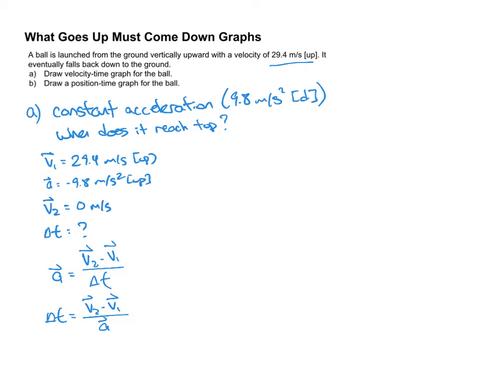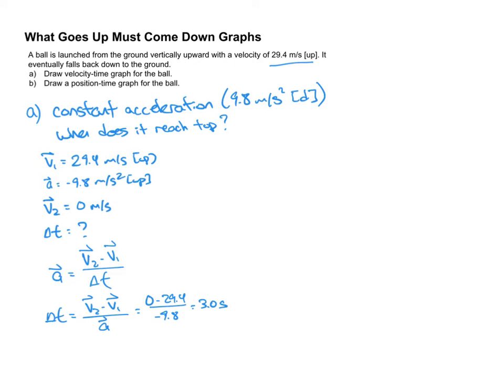All right, I can fill in the values. So 0 minus 29.4 divided by negative 9.8. And as I said, I chose that number because this, when you divide it, should equal exactly 3. So 3.0 seconds.